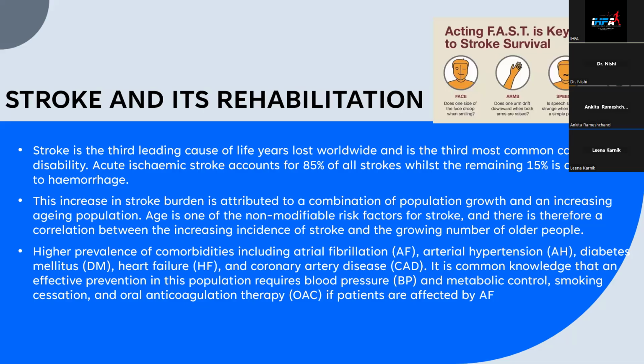F stands for face: any face droop on one side while smiling. A stands for arm, where the particular arm is not able to move. S means speech: any slurring of speech, or the person is not able to speak well.